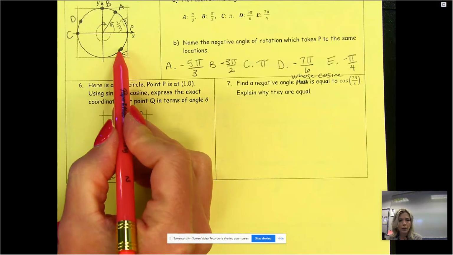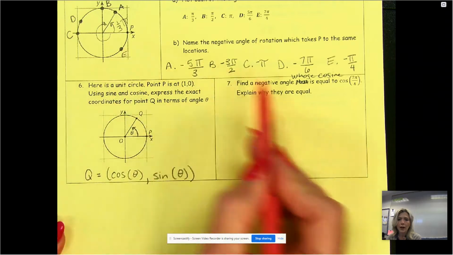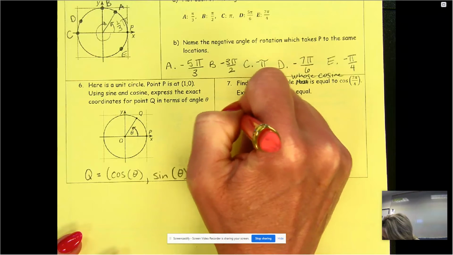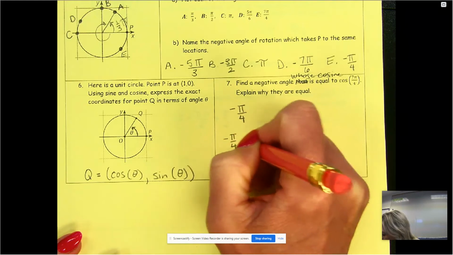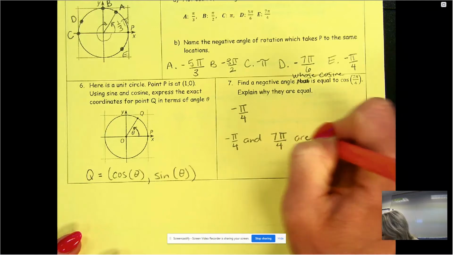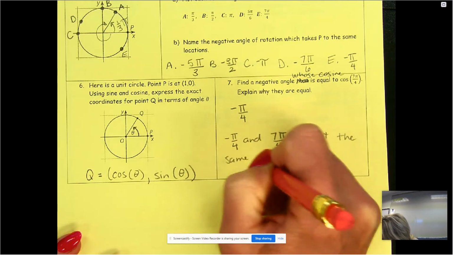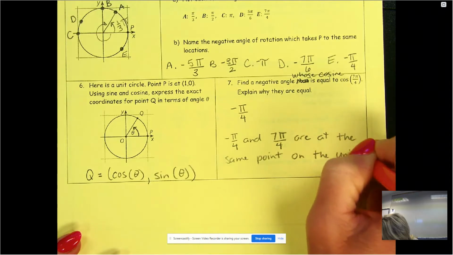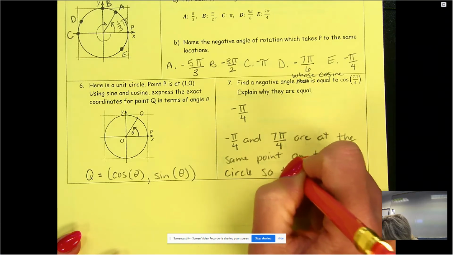So 7 pi over 4 is right here. And it's the same spot on the unit circle as negative pi over 4. So the angle is negative pi over 4. And so negative pi over 4 and 7 pi over 4 are at the same point on the unit circle. So they have the same cosine.